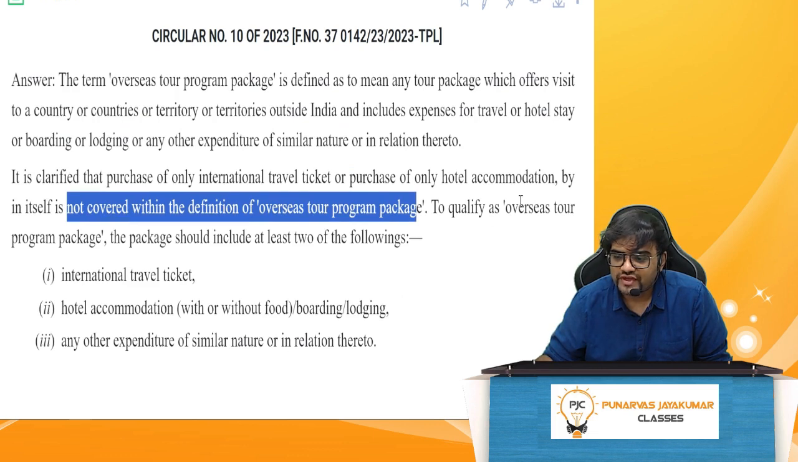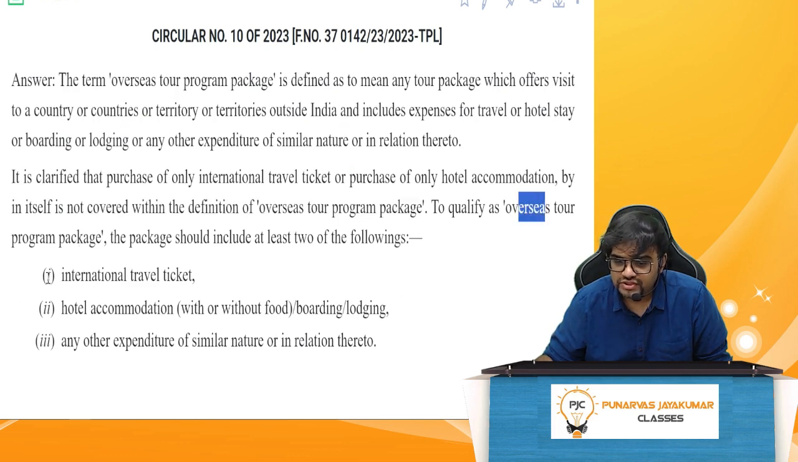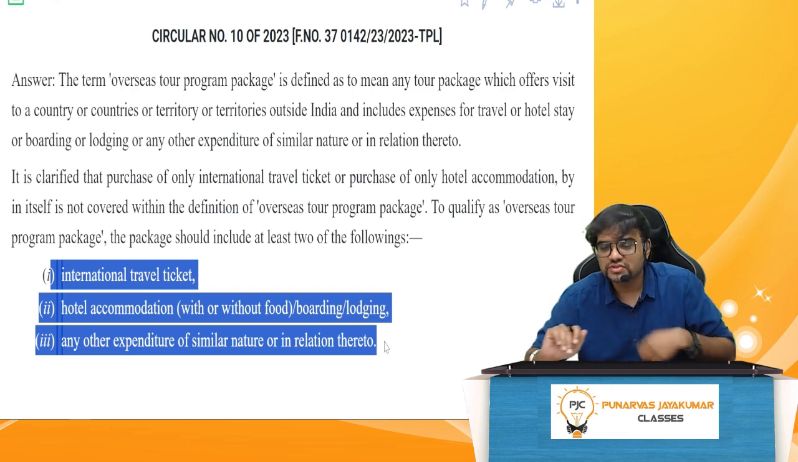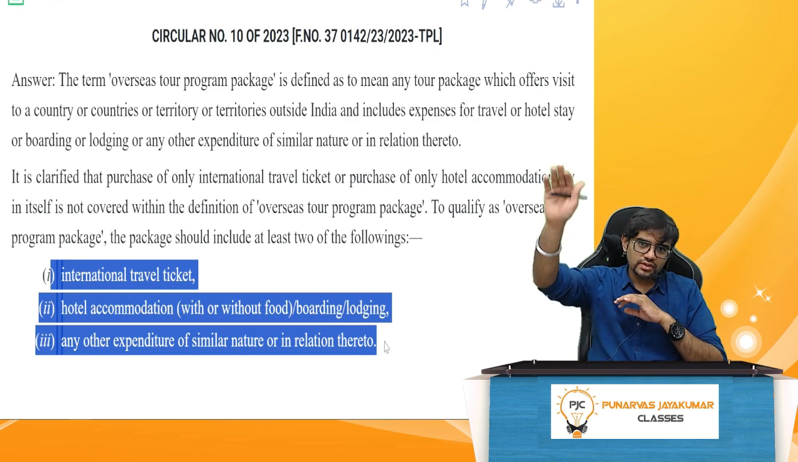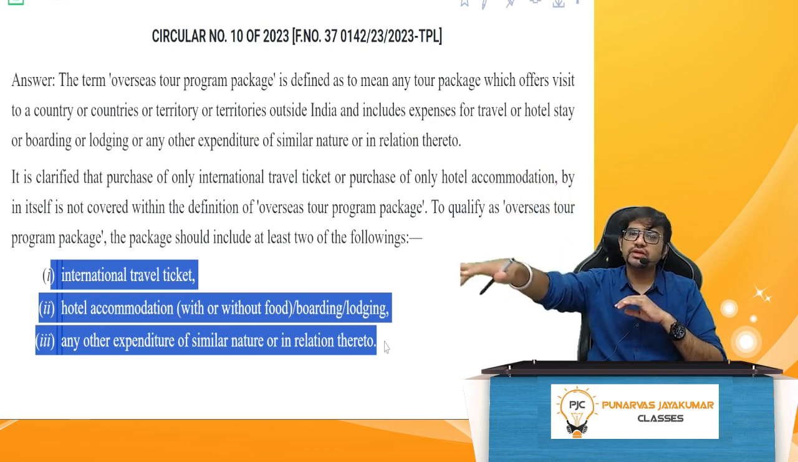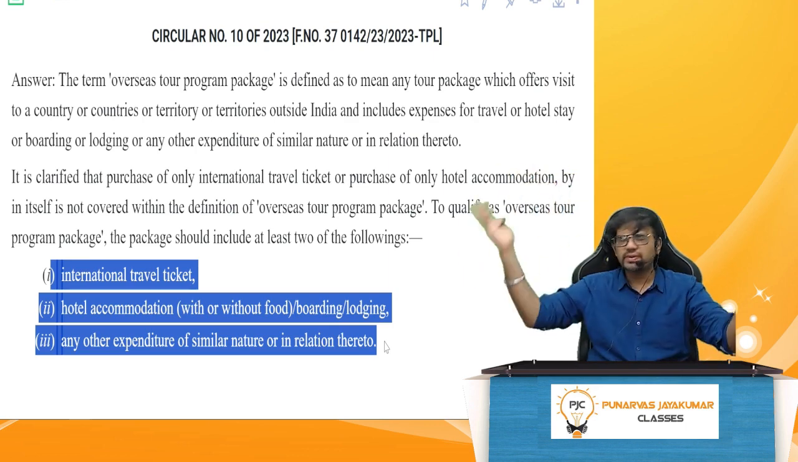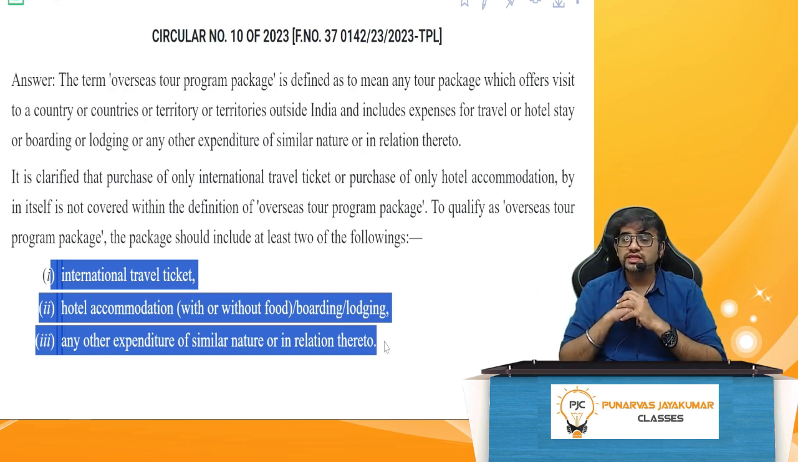So to qualify as an overseas tour program package, it should have all three. If somebody gives you an international travel ticket, hotel accommodation, boarding, lodging, like a bulk package you buy from an agent, only then it is called an overseas tour package. Because under an overseas tour package, you have to collect TCS. So if I go to SOTC or Chariot World Tours or anybody and buy an entire package of 8 lakhs per person, assume, then they have to collect TCS from you. Correct?